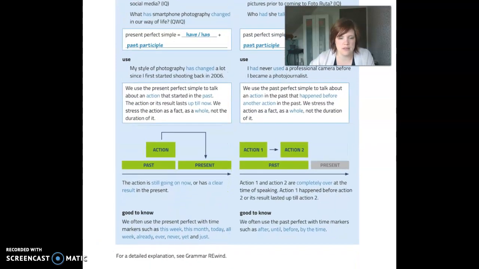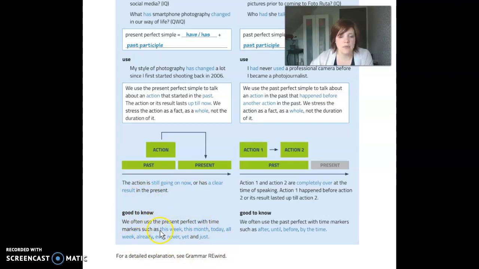When that is the case, we have to use the present perfect tense and not the past simple tense. So if you have a look here at the timeline, past and present, we have an action in the past, but it has a clear link with the present. So it's not an action that is completely over, completely in the past without a present link. No, there is a link with the present. Could be the result of the action, could be that the action is still going on, could be that the action has just stopped.